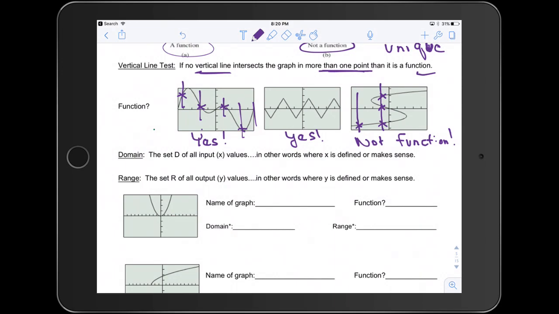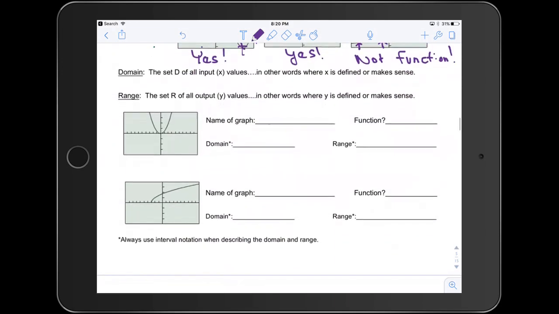Okay, so again, review. Let's talk about domain and range really quick. The domain is a set of all input values or x values, so all the x values that make sense or are defined over whatever the function or situation is. The range is a set of all y values or outputs or dependent variables that make sense or are defined.